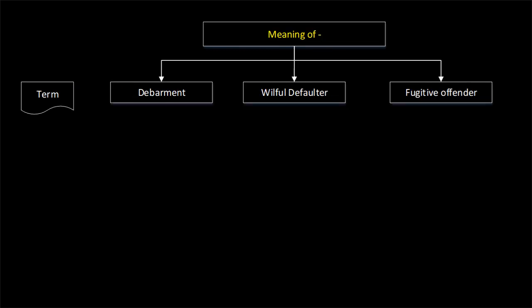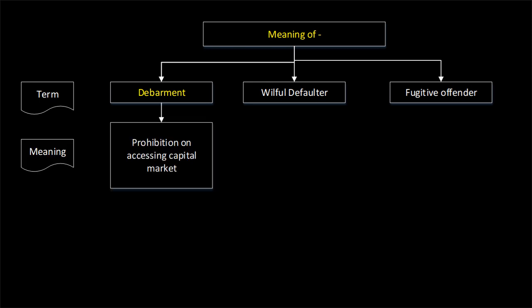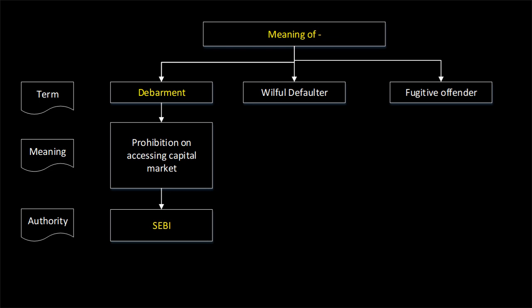But before we discuss all these situations defined under the respective SEBI regulations, we need to know the meaning of 3 important terms, which are debarment, willful defaulter, and fugitive offender. Let's look at the meaning of debarment. Debarment means an order which prohibits an entity or a person from accessing the capital market. The person who is prohibited cannot access the capital market either as an issuer or as an intermediary or as an investor or in any other manner. To debar somebody from accessing capital markets, SEBI has the authority and requisite power.